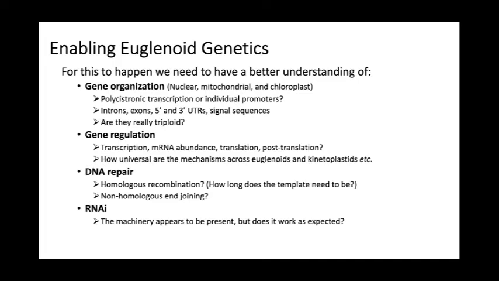RNA machinery, again, the machinery appears to be present, but does it work as expected? Is it one mechanism? Is it the only mechanism? Again, these are a lot of unknowns still. And then gene families. Are they functionally redundant? Do the genes appear in families? Is there redundancy between them? Can you knock out one? The origins of these families.